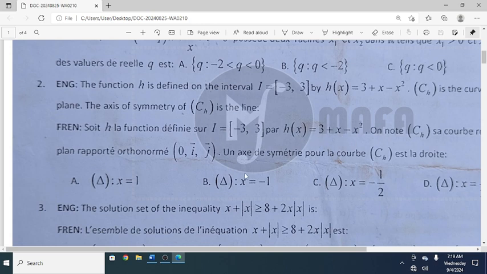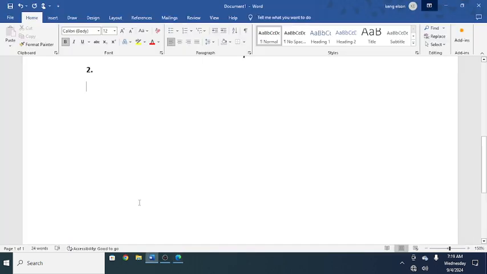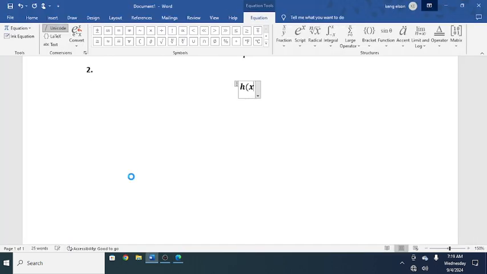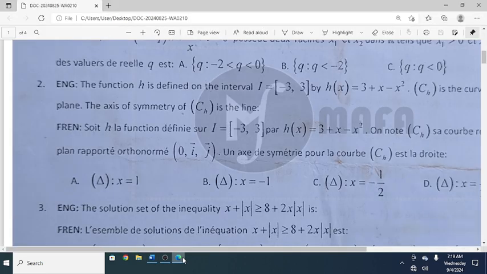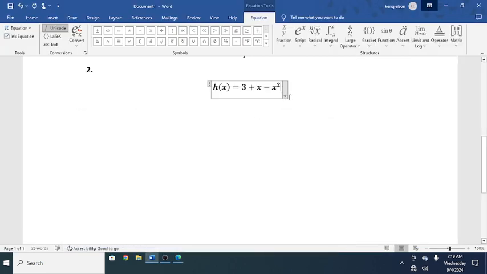So we are just going to get the line of symmetry of this curve in any interval. Then we check if that line is in this interval. If it is there, then definitely that is going to be the line of symmetry in this interval. Okay, so our h of x has been given as 3 plus x minus x squared, if I'm not mistaken. Let me verify again. Here we have 3 plus x minus x squared. Now what is the line of symmetry? The line of symmetry is just a line that cuts the curve into two equal parts.